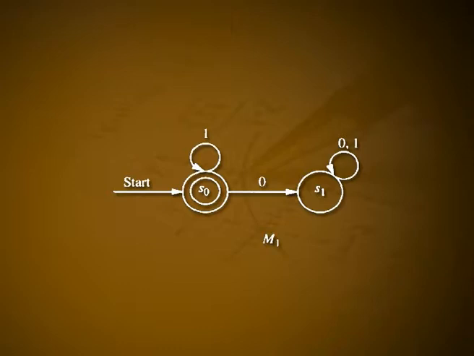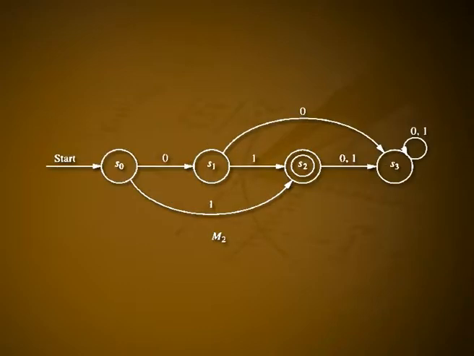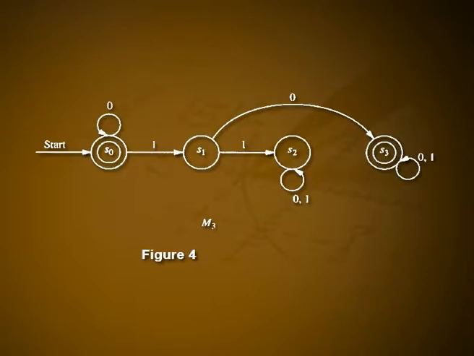We will see one example. Determine the languages recognized by the finite state automata M1, M2 and M3 in Figure 4. So, this is Figure 4, and you can see the examples M1, M2 and M3, the finite state automata.